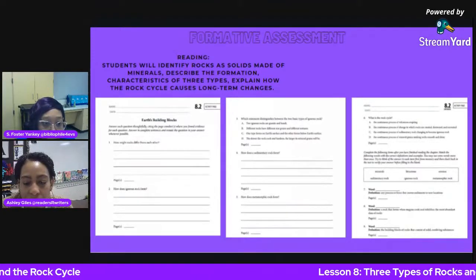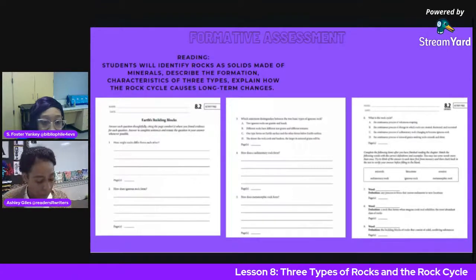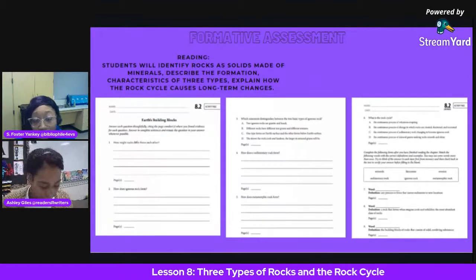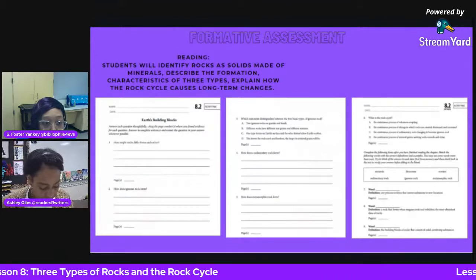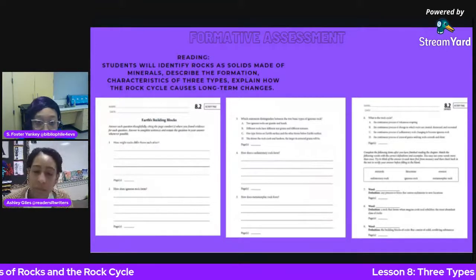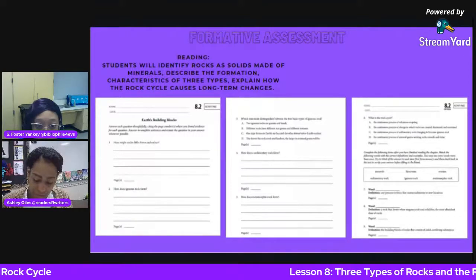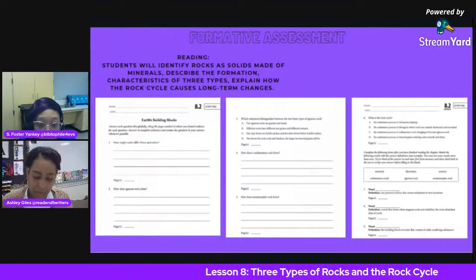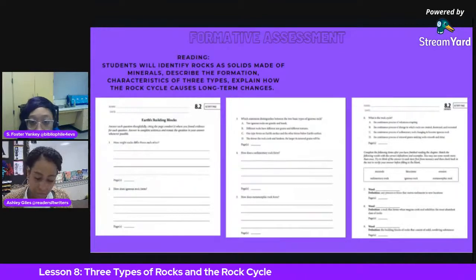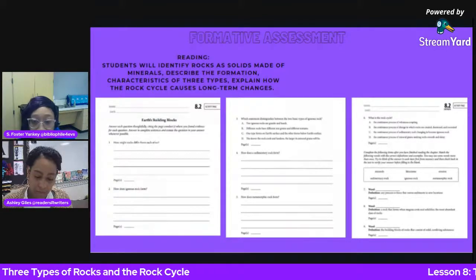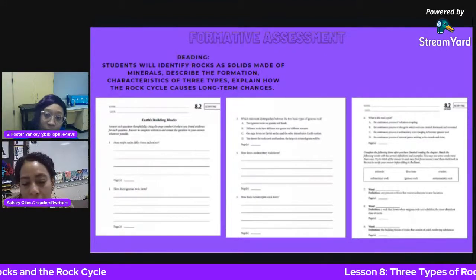Okay, and so on the activity page, they're basically answering different questions about the rock cycle and types of rocks, and they have a page number where they're citing text evidence. So they have to use text evidence in their answers. They also answer multiple choice questions, same thing. They have to identify where in the text they found their answer, and then they're going to answer some questions using vocabulary from the chapter.